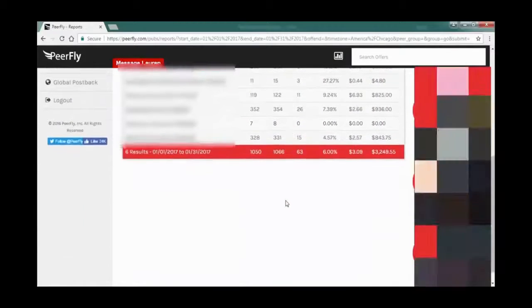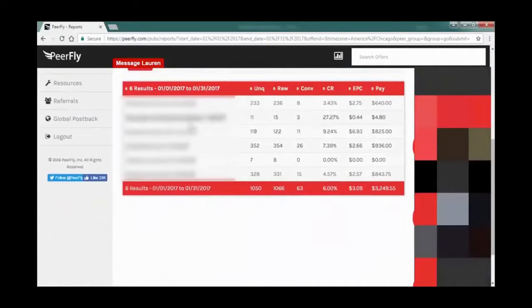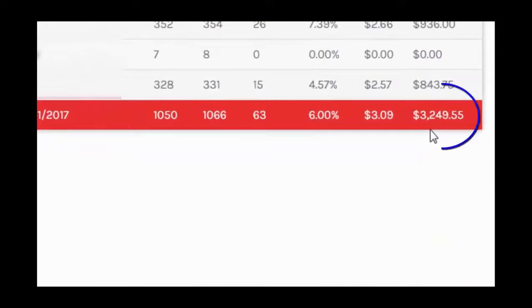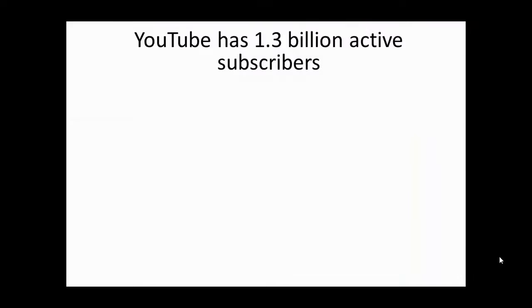Alright. So here you can see last month I ran these campaigns on PRFly and made a total of $3,249.55. I have got total 1,050 unique clicks, in which I have made total 63 conversion. My EPC rate was $3.09 and I have made total of $3,249.55 on last month.